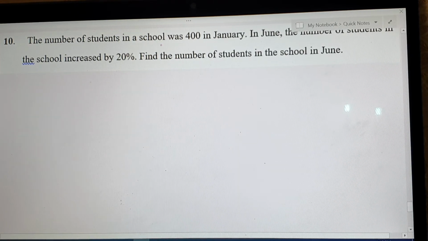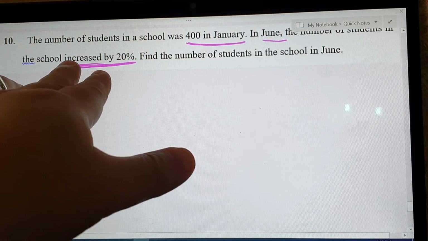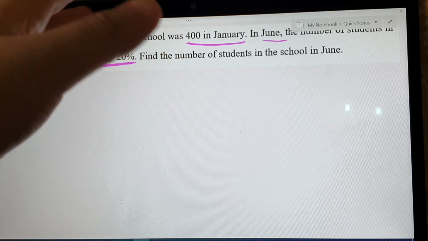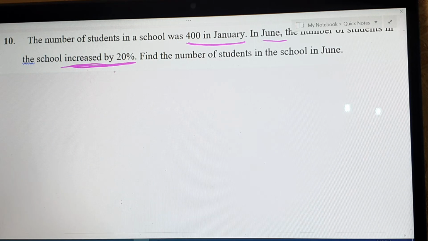So what is this question saying? It's saying that in January, the population is 400. Then in June, it increased by 20%. So in this question, they didn't tell you increase by how many students. They tell you increase by how many percent.